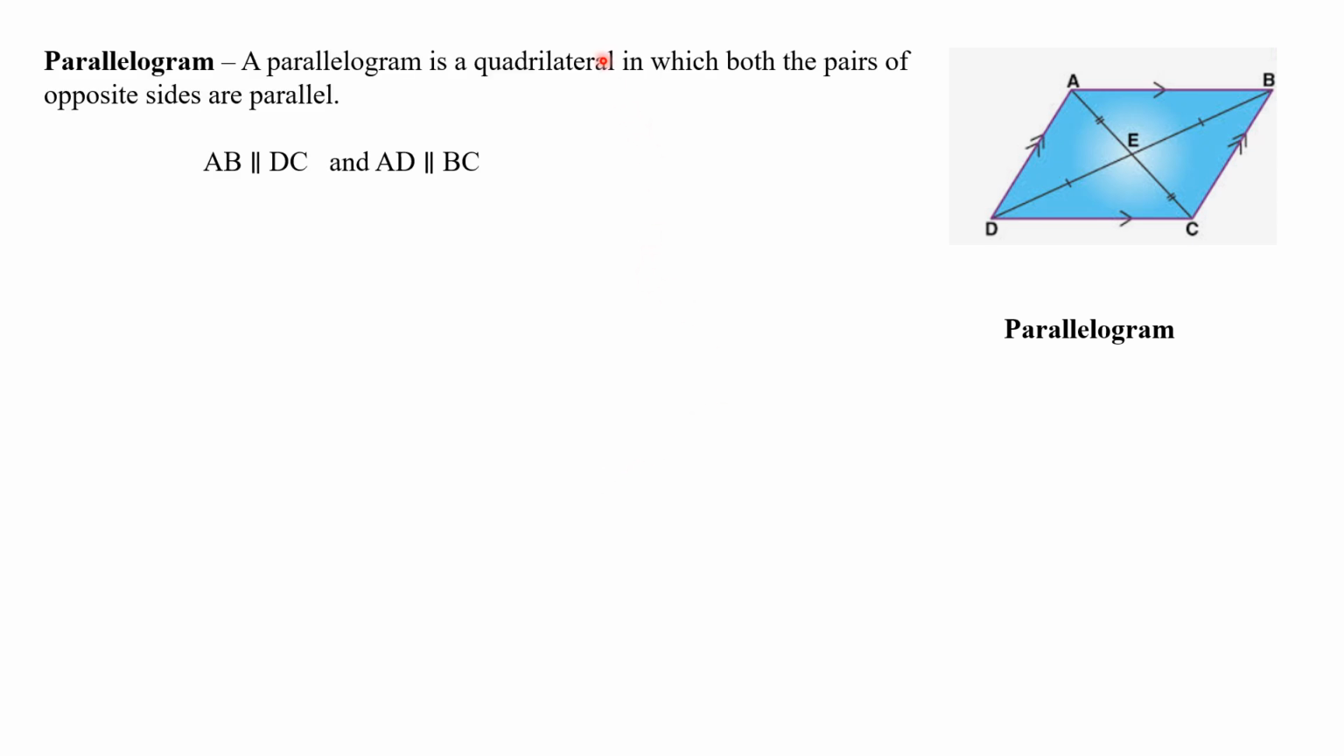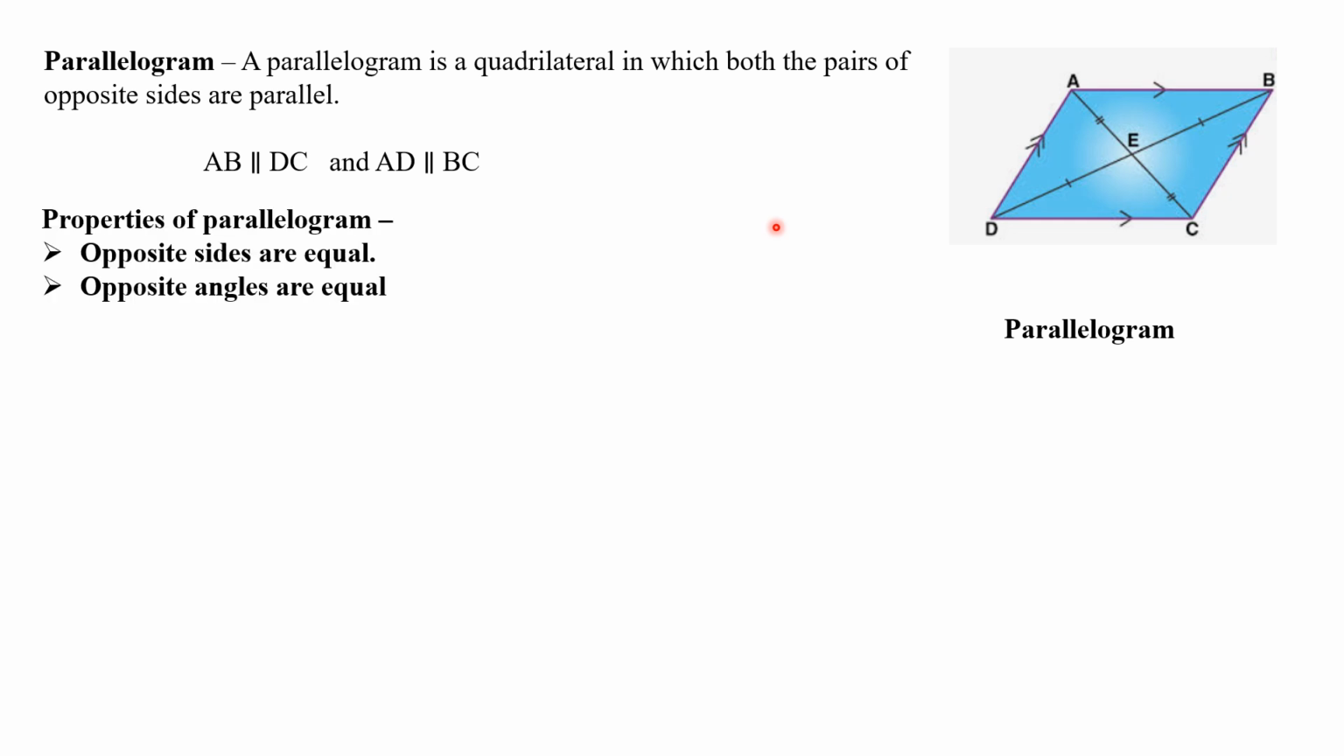So now we will see parallelogram. A parallelogram is a quadrilateral in which both pairs of opposite sides are parallel. So in this parallelogram, the opposite sides AB and CD are parallel and AD and BC are parallel. Now we will see some of the properties of the parallelogram. The properties are: opposite sides are equal, so AB is equal to CD, similarly BC is equal to AD. And opposite angles are equal, so angle A is equal to angle C, similarly angle B is equal to angle D.